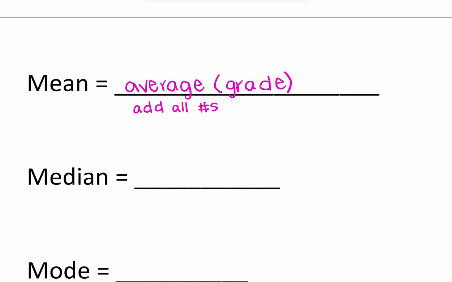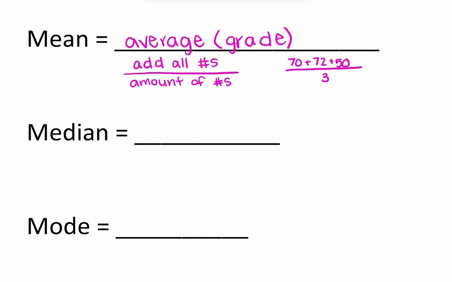all of your numbers, and then you divide that by the amount of numbers. Okay? So again, like if I had like a 70 and a 72 and a 50, I would add all those up, and then I have a 1, 2, 3, so I would divide that by 3. That's how you get an average, okay? The next vocab term is median.